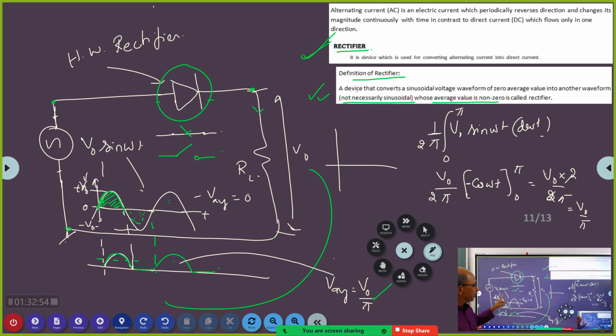Just learn these things. Did you understand this half wave rectifier? Hello, friends? Yes, sir. Right. Okay. Now, this is one part. Shall I rub this?